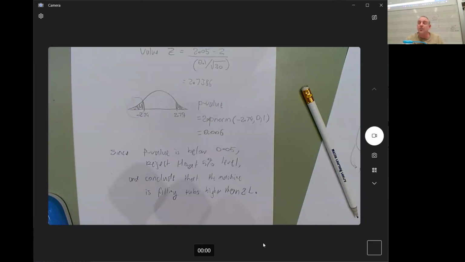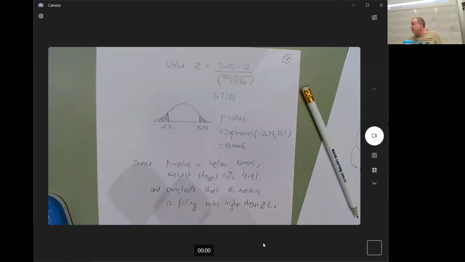If we had retained, if the p-value had been higher than 0.05, then you would have concluded that there is no evidence to suggest that the new machine is filling it differently to 2 liters. So something like that. And that is how a hypothesis test works.